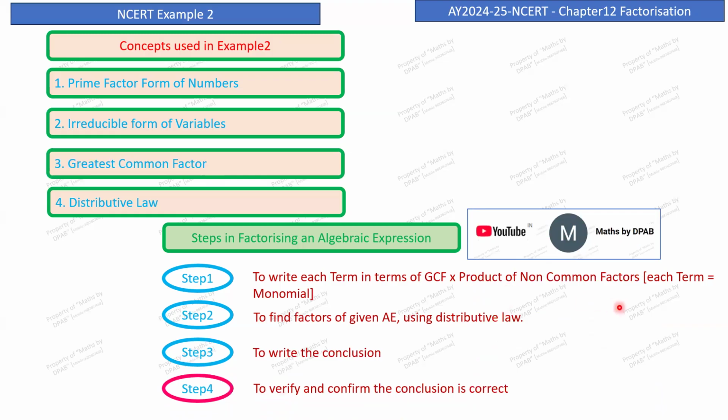Till now, whatever you have listened and watched is my video on NCERT Example 2 for CBSE 8th Standard students who are following 2024-25 and under Chapter 12 Factorisation. This is for NCERT book Example 2.